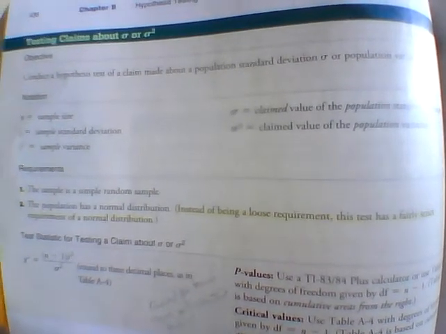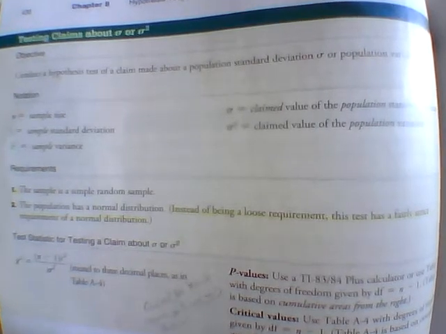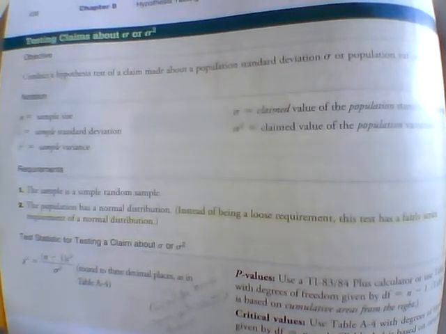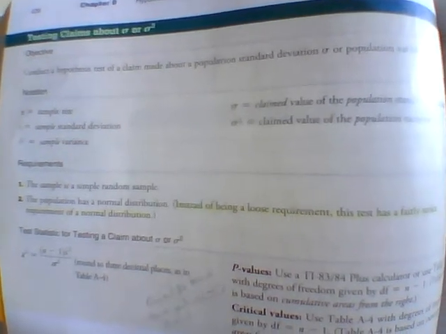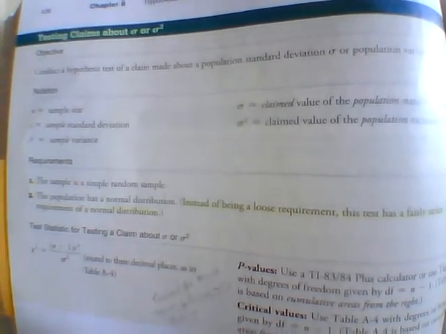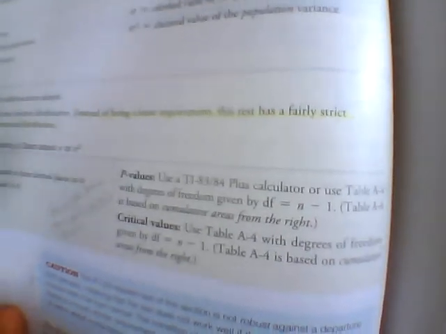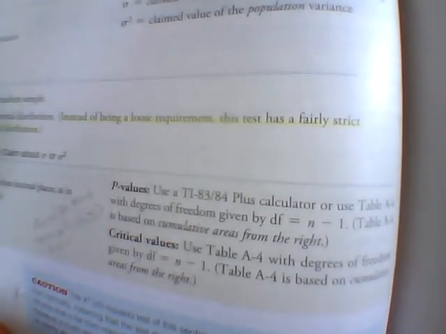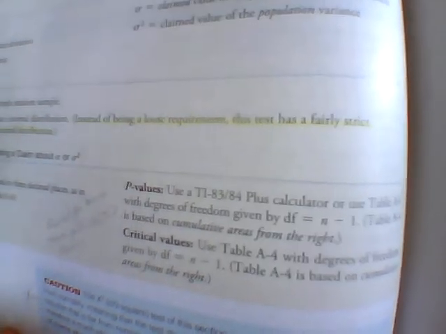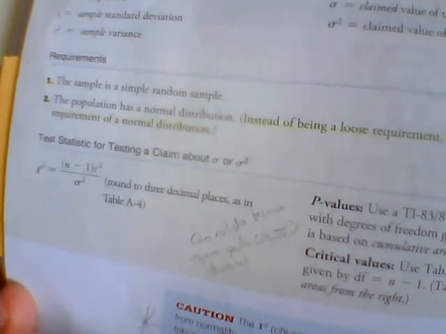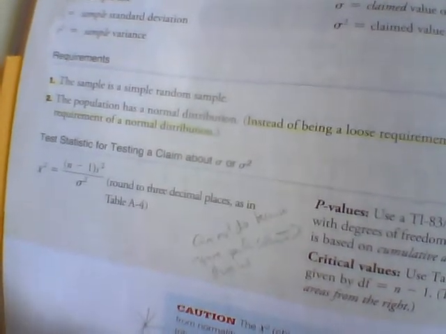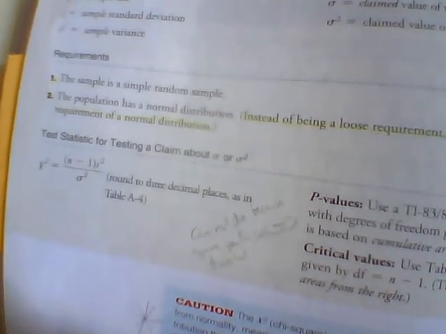Once again, the requirements: the sample is a simple random sample, and the population has a normal distribution. Please remember, instead of being a loose requirement, this test has a fairly strict requirement for normal distribution. So we have to make sure that our population is from a normal distribution, not just approximately normal.